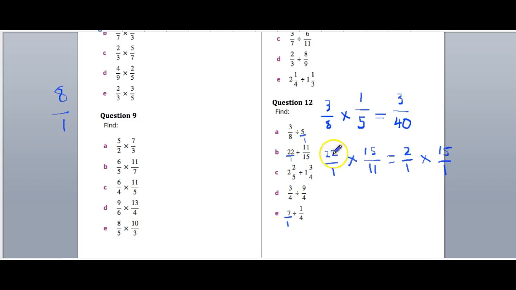Basically the 22, we can say it's 22/11, becomes 2/1 or 2, but remember we've got to write it as a fraction, so it's 2/1. And now we can write the fraction. So 2 times 15 is 30, 1 times 1 is 1. I'm not going to write divided by 1, so your final answer is 30.